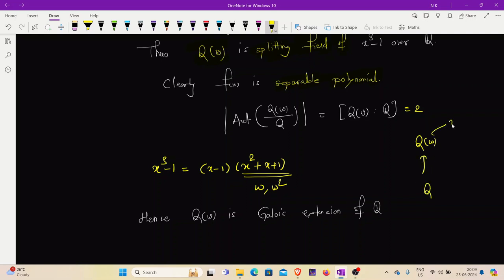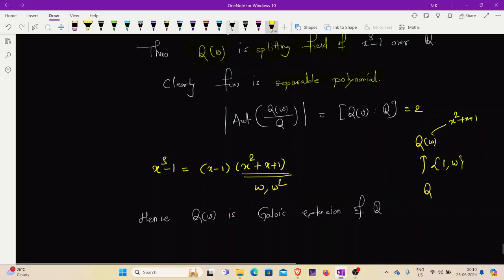Diagrammatically we can write it like this: Q(omega), an extension of Q. Omega satisfies the polynomial x square plus x plus 1 over Q, which is a cyclotomic polynomial, so irreducible. That's why the basis will be powers of omega up to 1. Omega raised to 0 is 1, omega raised to 1 is omega, so this is a basis of Q(omega) over Q. Thus the degree of extension is 2 because it is generated by a basis of two elements over Q.